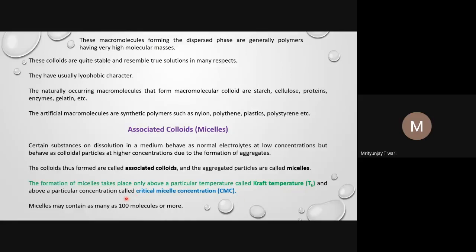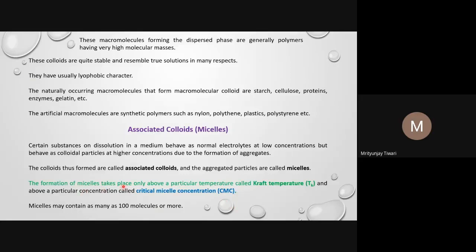And only above a particular concentration does micelle formation happen. At a lower concentration, micelle formation won't happen, and these particles which form micelles at higher concentration behave as pure electrolytes at lower concentration. That threshold concentration is called the critical micelle concentration. The threshold temperature for the formation of micelle is called the Kraft temperature, and this threshold concentration is called critical micelle concentration, or CMC in short.